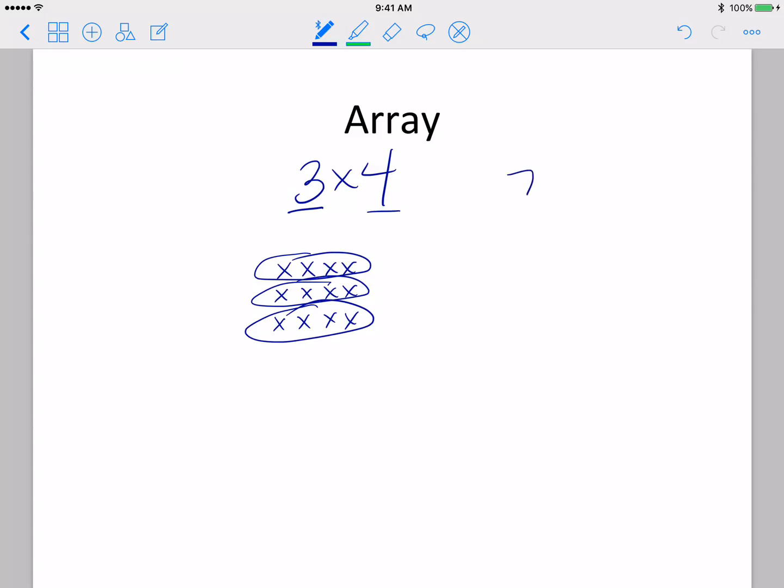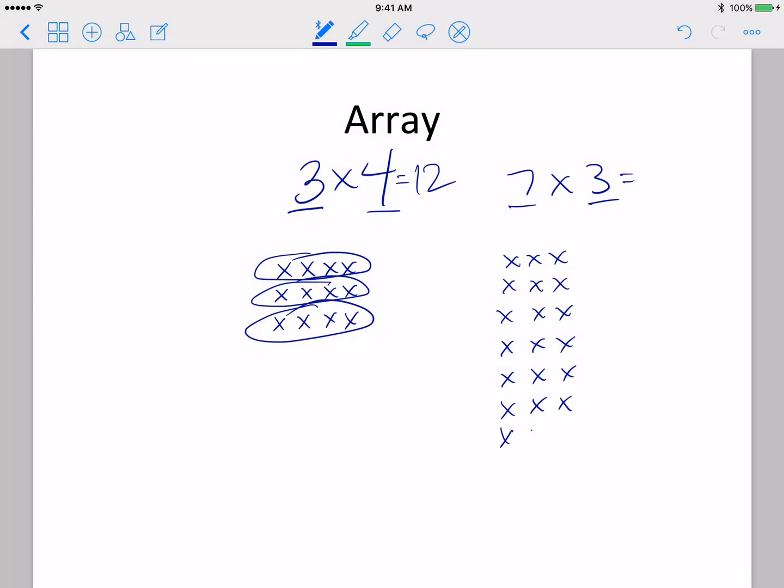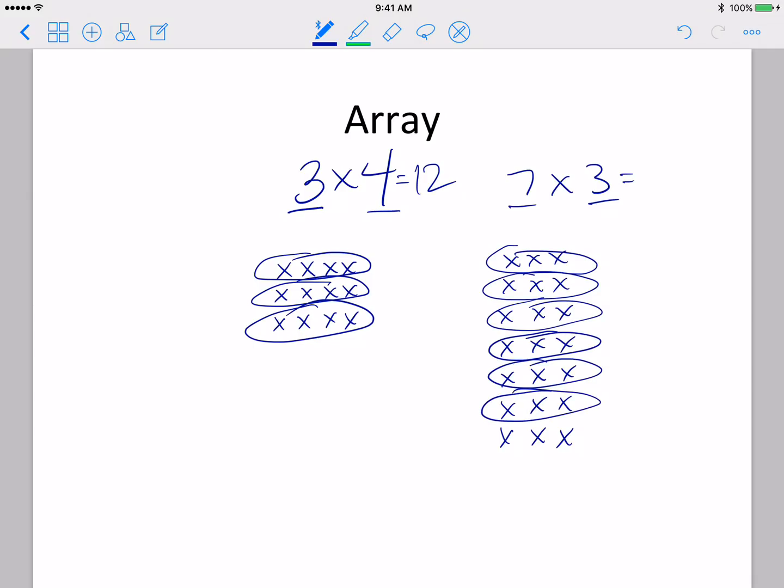Let's do 7 times 3. That means you would have 7 groups of 3 objects, or 7 rows of 3 objects. So 1, 2, 3, 1, 2, 3. So 1, 2, 3, 4, 5, 6, 7.